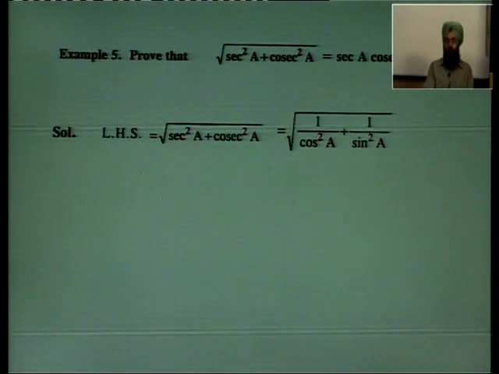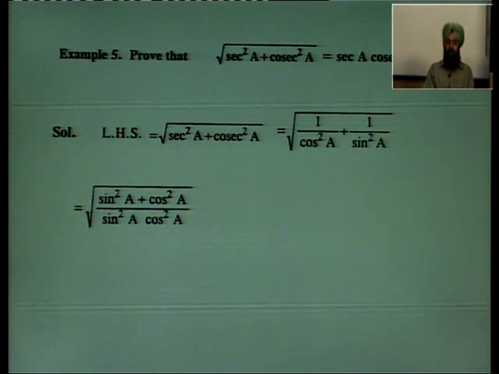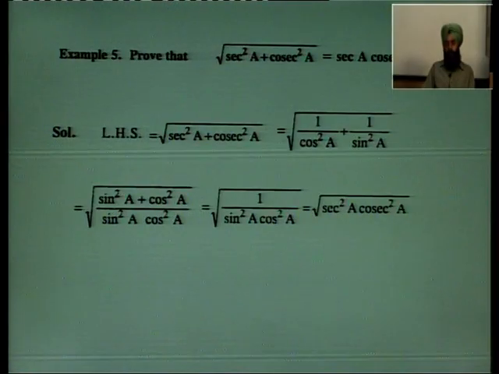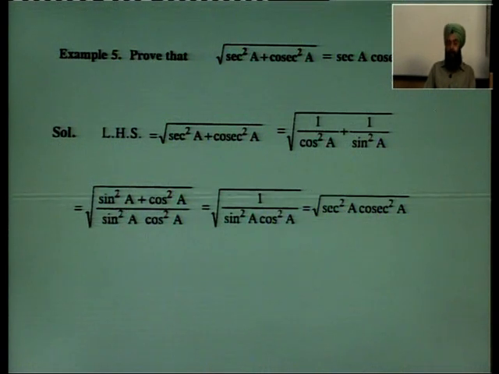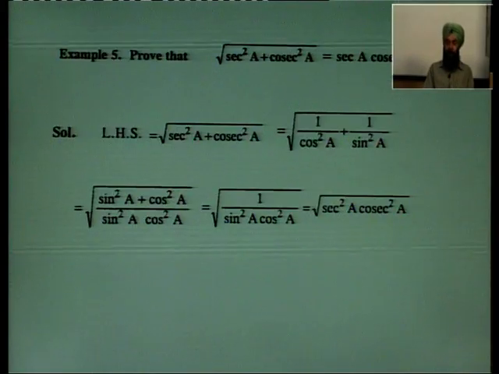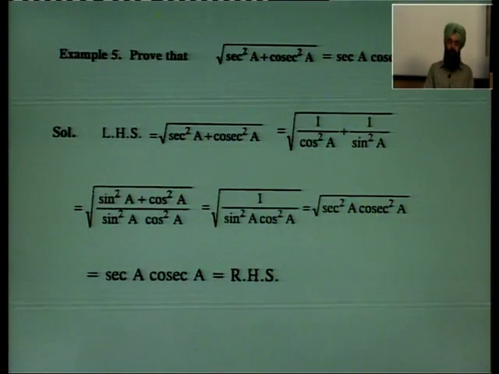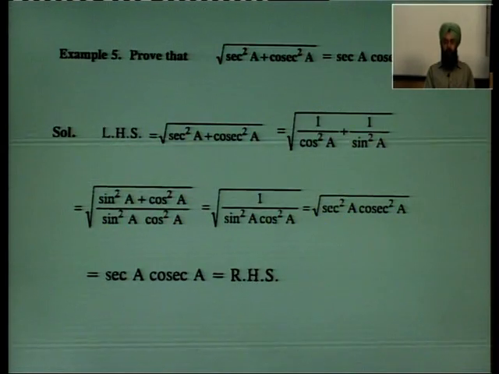So, this becomes under root of sine square a plus cos square a over sine square a cos square a, and by trigonometric identity we know that sine square a plus cos square a is equal to 1. So, this will be equal to under root of 1 over sine square a cos square a, and we know that 1 over sine square a is cosecant square a and 1 over cos square a is secant square a. So, this will be equal to under root of secant square a plus cosecant square a, that is, this will be equal to secant a into cosecant a, and that is our right hand side. So, in this example, we have to prove that under root of secant square a plus cosecant square a is equal to secant a and cosecant a.